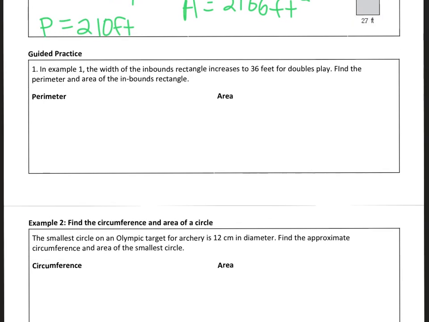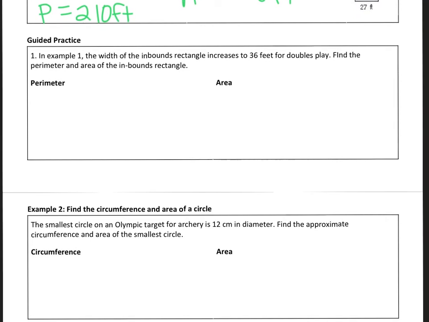So in the guided practice, I changed the dimensions of the court. I want you guys to find the perimeter and the area of that court with new dimensions, right? So pause the video, work it out, and then check your solution with me in a few seconds.